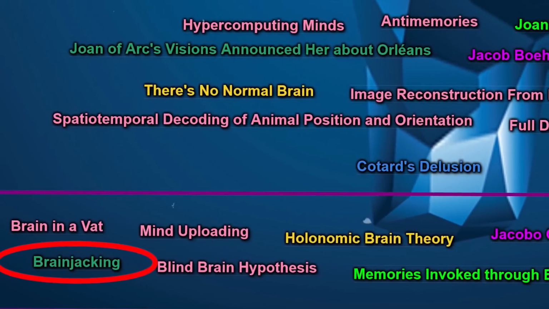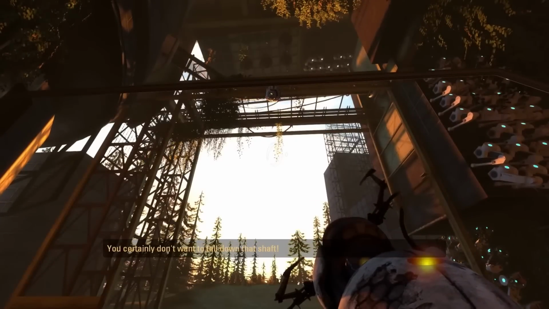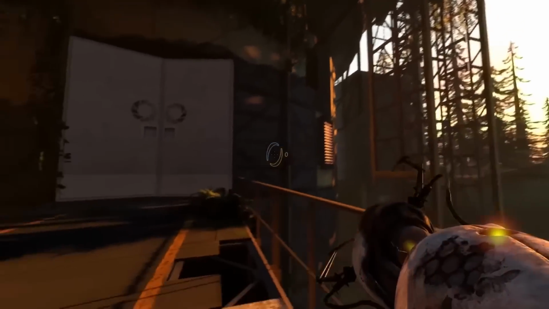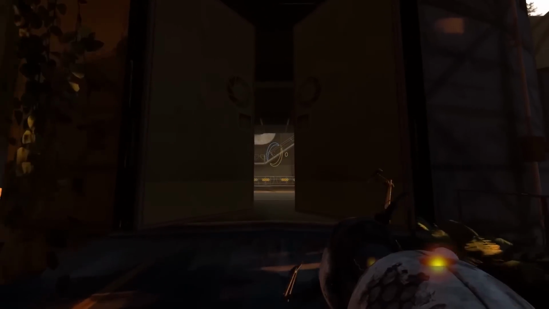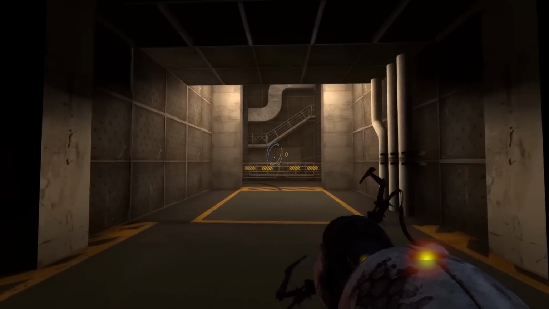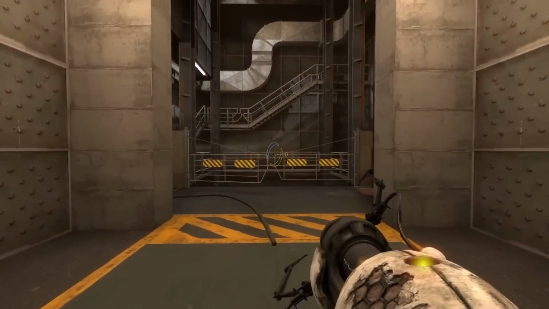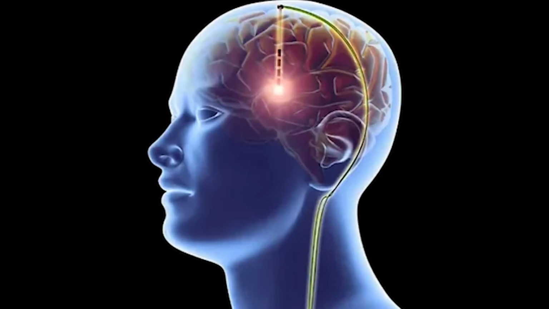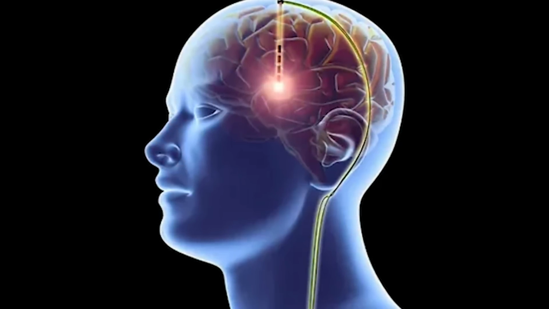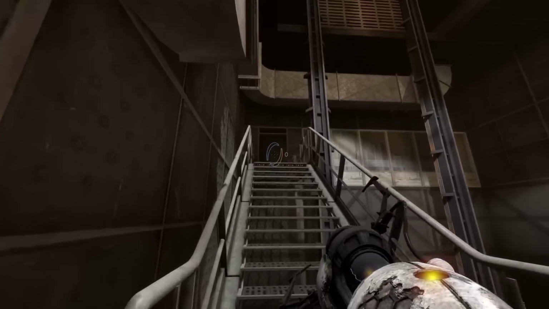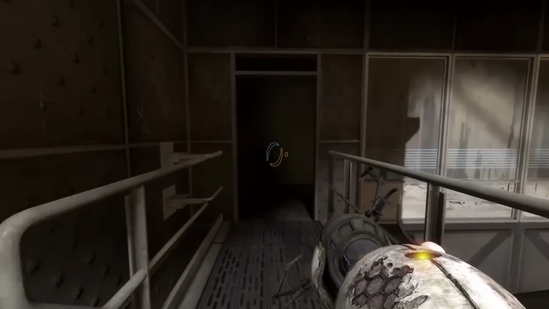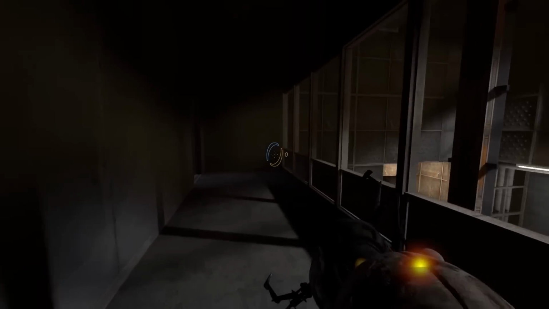Next up, we got brainjacking. So brainjacking sounds like something straight out of a dystopian sci-fi flick, but it's a legit concern in today's tech-driven world. Basically, it's the unauthorized hacking of brain implants, like those used in deep brain stimulation, which are devices implanted in the brain to help manage conditions like Parkinson's disease. These implants send electrical impulses to specific brain regions to alleviate symptoms.